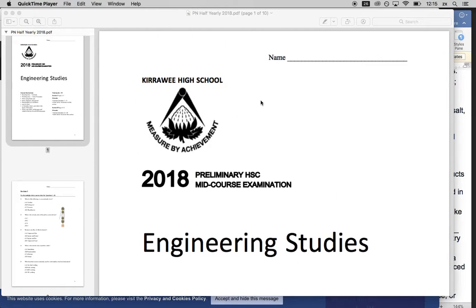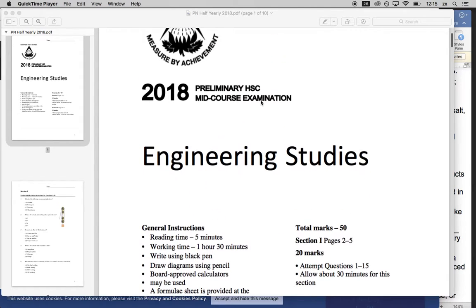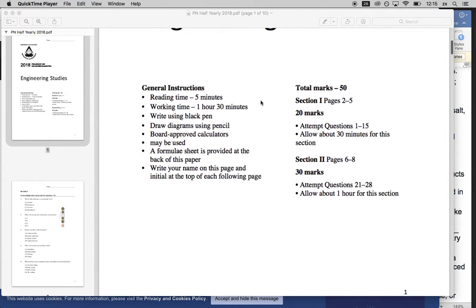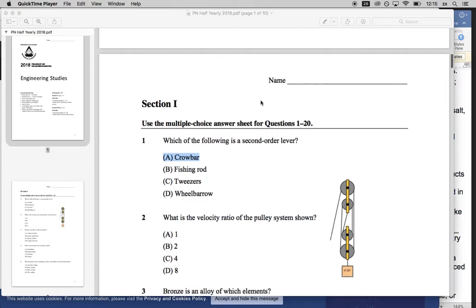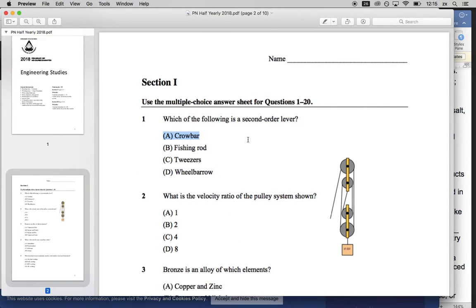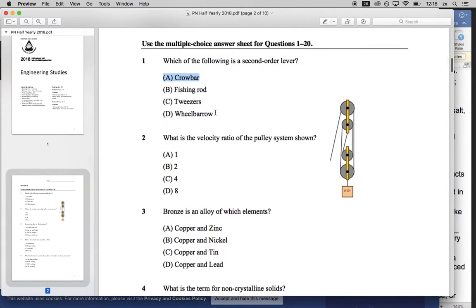I'm going to go through the answers to the 2018 preliminary mid-course examination. So this is the Year 11 half-yearly. It was a 50-mark test. It was only 90 minutes. And I'll try and go through it as quickly as I can, but still covering all the main points.